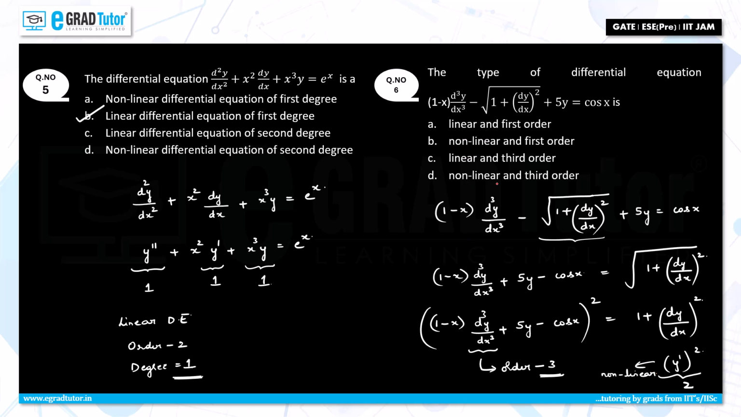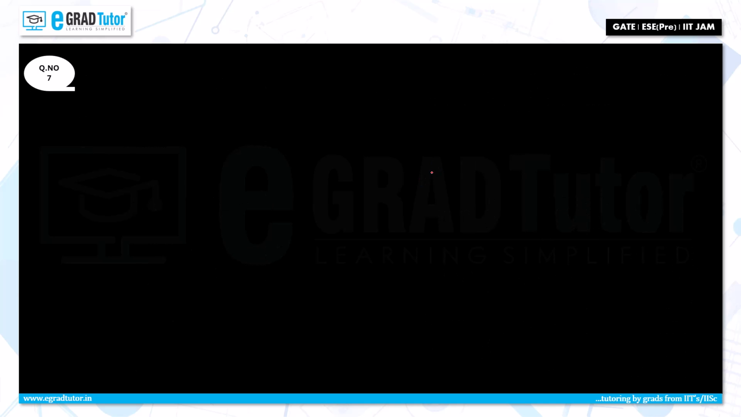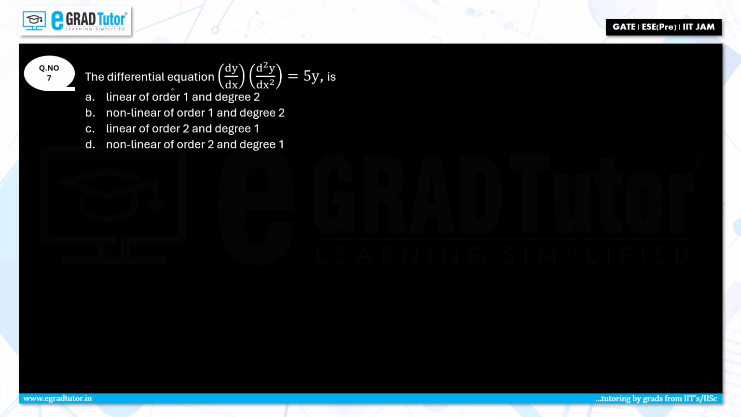It's a non-linear differential equation of third order. Okay, now let's take another example. The differential equation dy by dx into d square y by dx square equal to 5y. This is nothing but y dash into y double dash is equal to 5y.